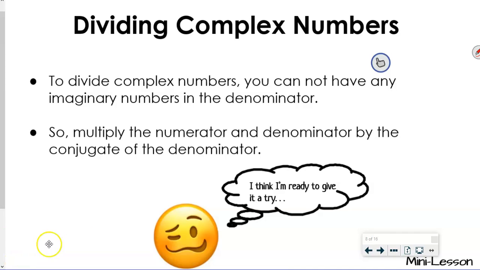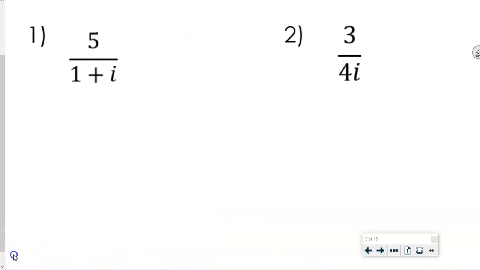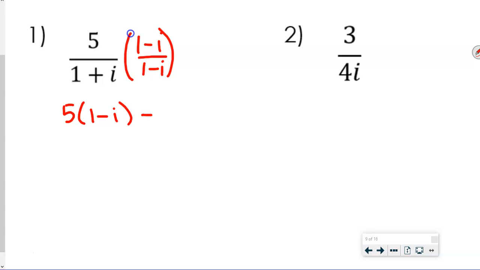So let's go ahead and give this a try. The complex conjugate of 1 plus i is 1 minus i. So we're going to put 1 minus i over 1 minus i, because anything over itself is 1, right? Now we're going to distribute. We do 5 times 1 minus i, and that equals 5 minus 5i. That's the top. Then on the bottom, we're going to do 1 plus i times 1 minus i.